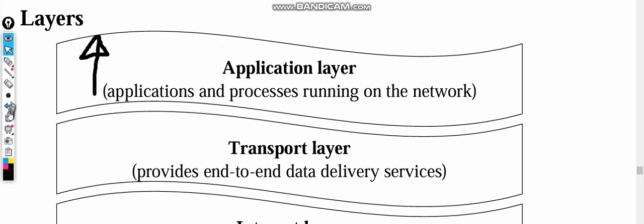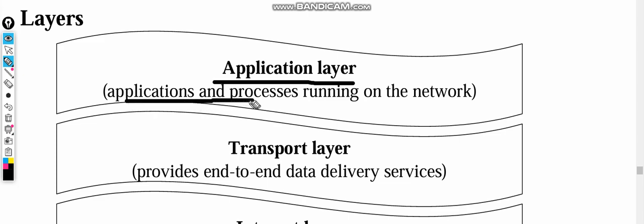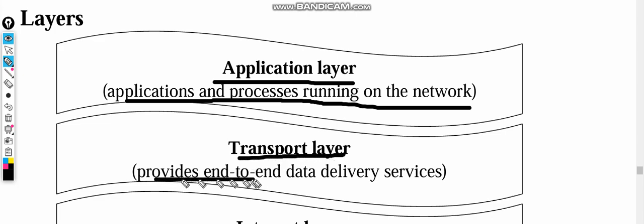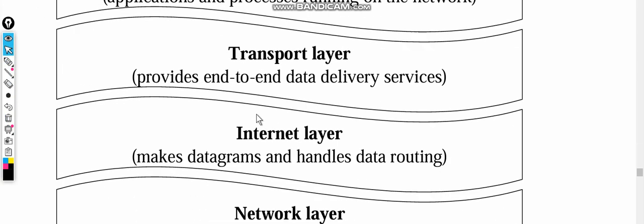What are they? Application layer is for applications and processes running on the network. Transport layer provides end-to-end data delivery services.